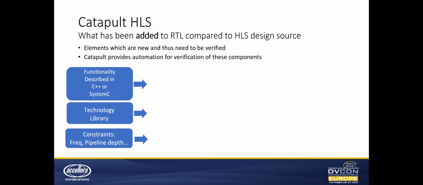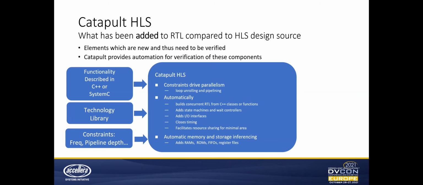So inputs include the functional description of our design in the form of C++ or SystemC, along with information about the desired technology library that we want to focus on, along with some number of design constraints, so clock frequency, pipeline depths, desired latency information, that sort of thing. Catapult takes all of that information and implements your desired functionality in RTL, taking into account your specified constraints to drive parallelism, such as unrolling of loops and pipelining.